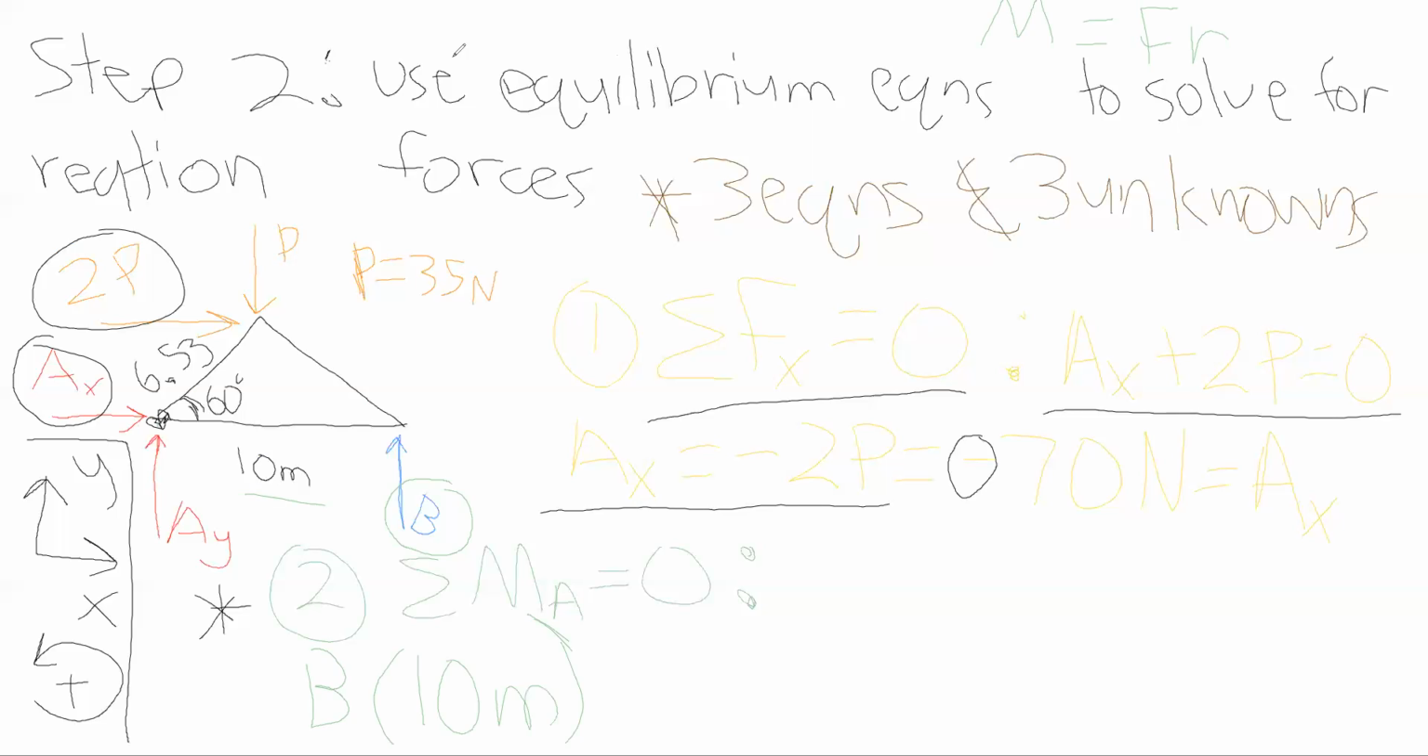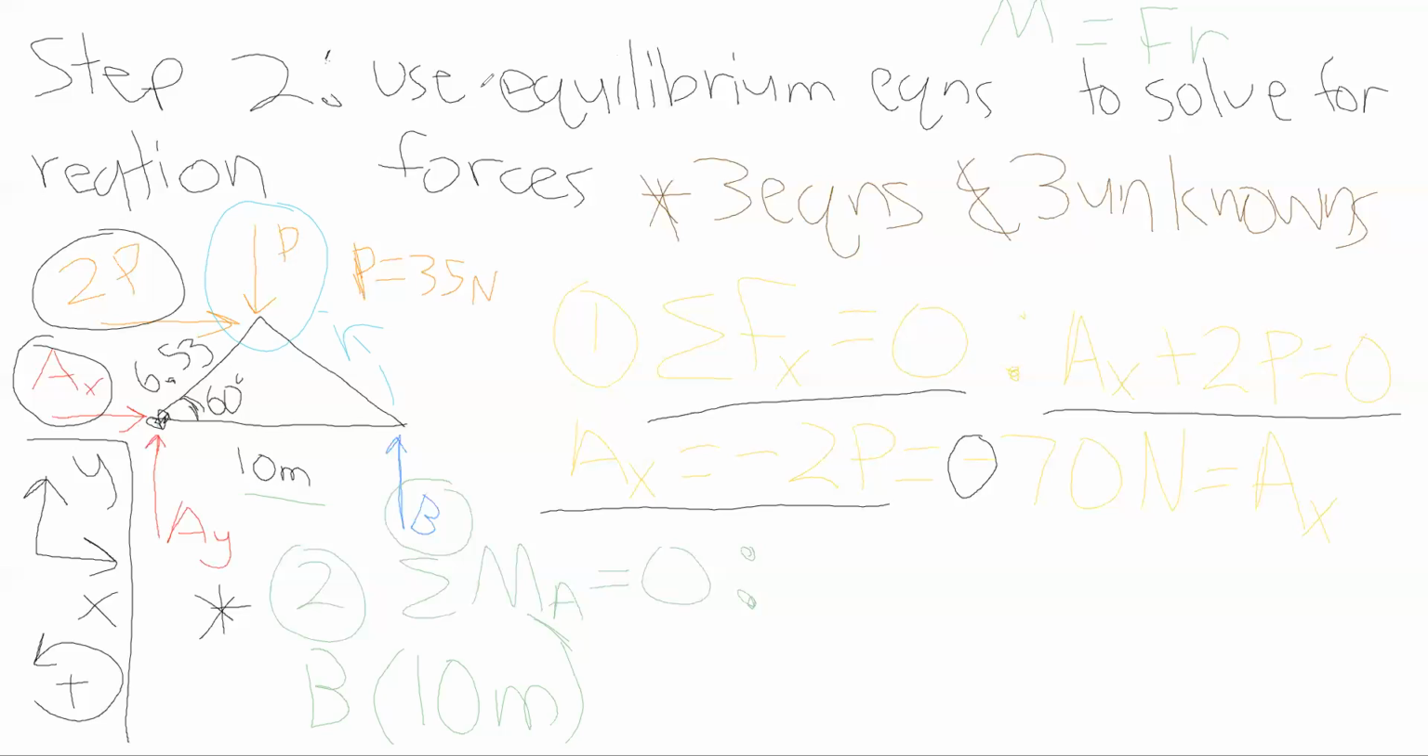Great. What other forces exert moments? Well, we have this P that's pushing downward, right? So this B exerts a positive moment, right? Because it causes this to rotate counterclockwise in that direction. This P is a negative moment because it causes rotation in the opposite direction about point A.